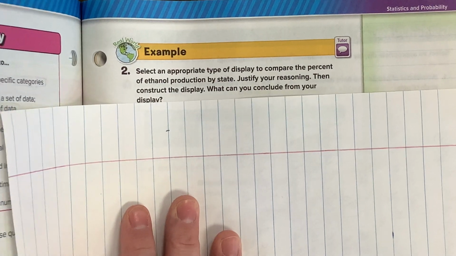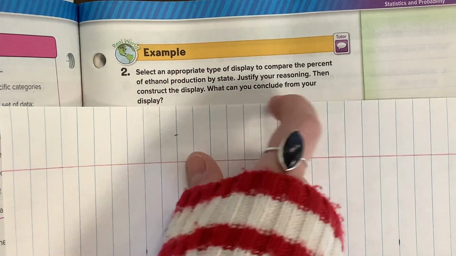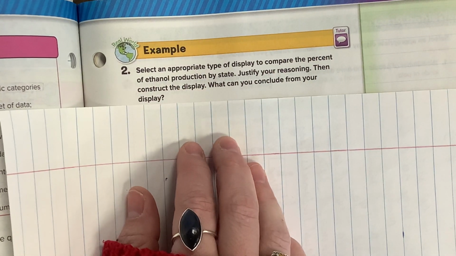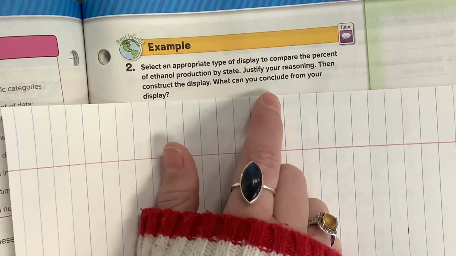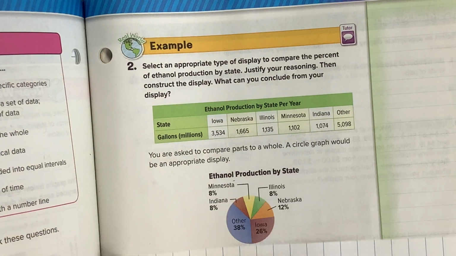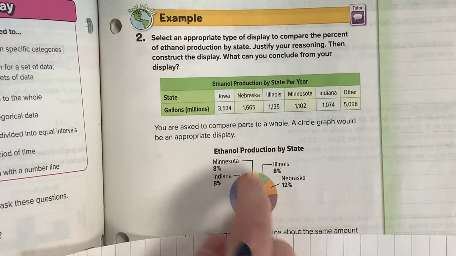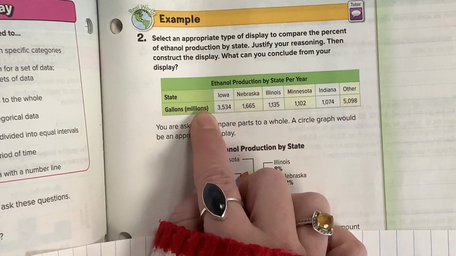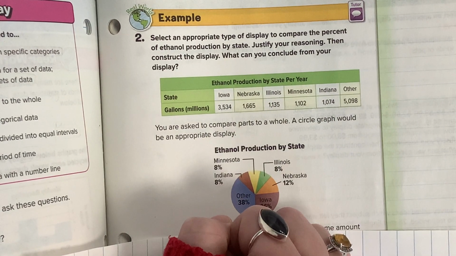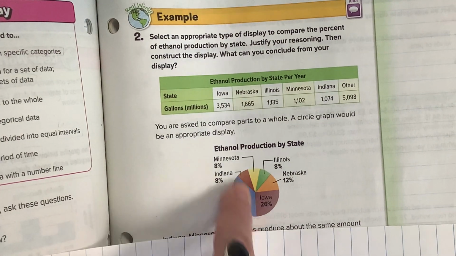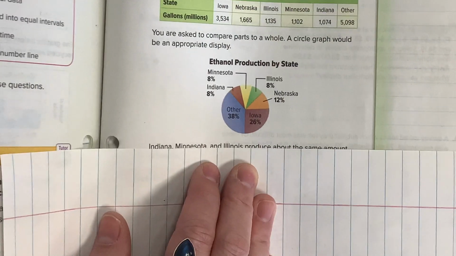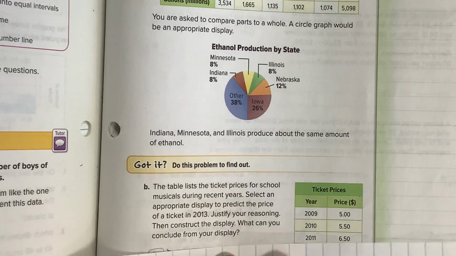All right, next up, select an appropriate type of display to compare the percent, circle graph again, of ethanol production by state. Justify your reasoning, because percents is comparing things to the whole. Then construct the display. Don't know if you actually really have to make any circle graphs. Okay, but if you were to, there you go. And what we'd have to do is find the whole. So we'd have to add all of them up and then divide each one by the whole to find their percent. Okay, and that's how we would find the percents, and then you'd have to estimate. I'm not going to make you make a circle graph because that's not fun.